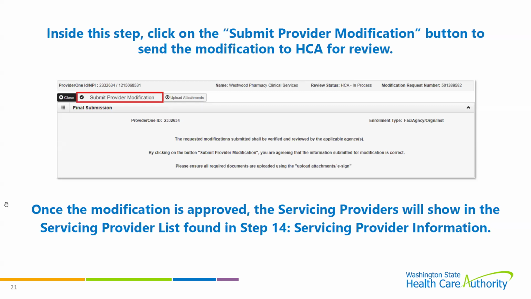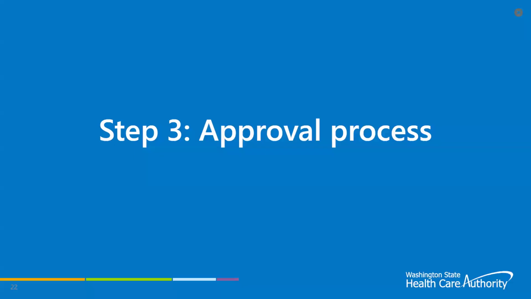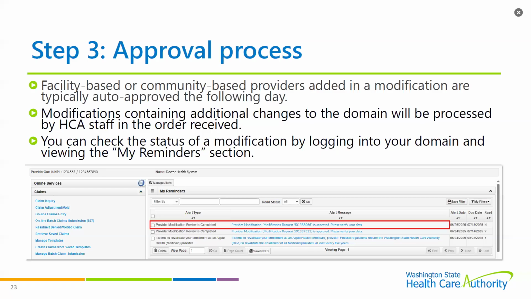So once you hit that submit provider modification button, next slide, we get to the approval process. And fortunately, this is a very simple step. Most of the time, if you're just adding servicing only providers, that's auto approved the next day. We don't even need to look at it and take action. The system just automatically approves those modifications.